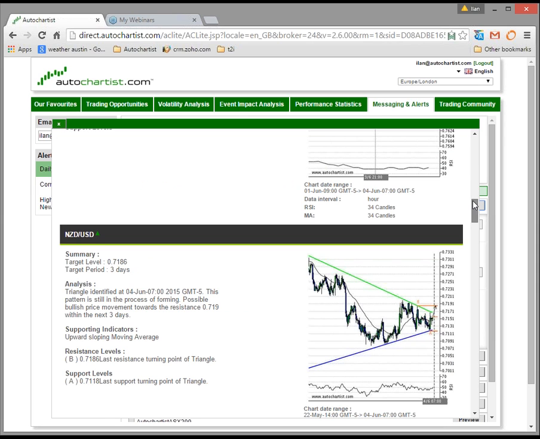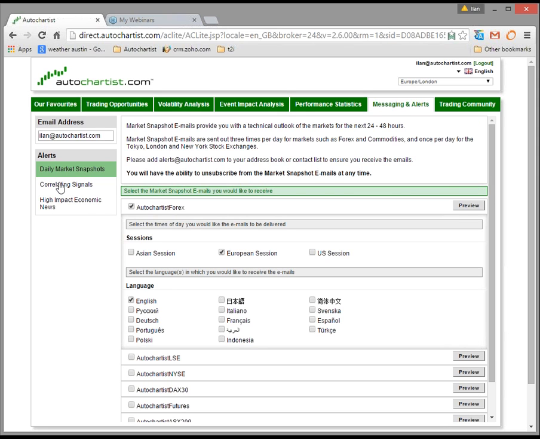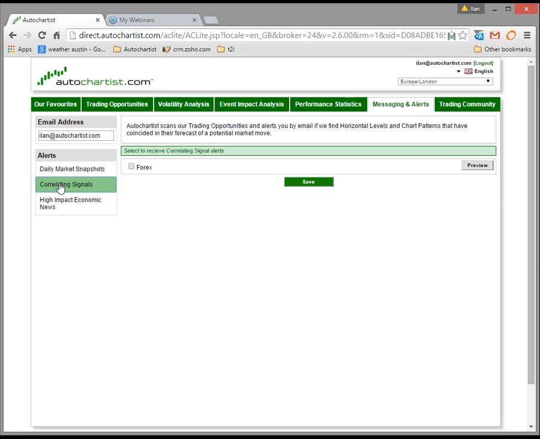Let's see what else is interesting. Oh, New Zealand dollar, US dollar up for the next 3 days. So these are kind of longer term opportunities coming through by email.